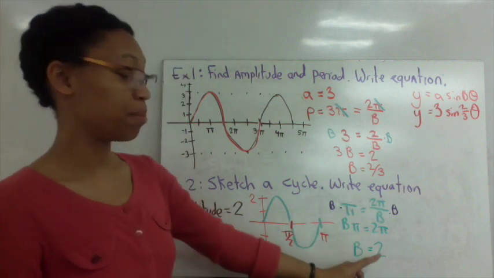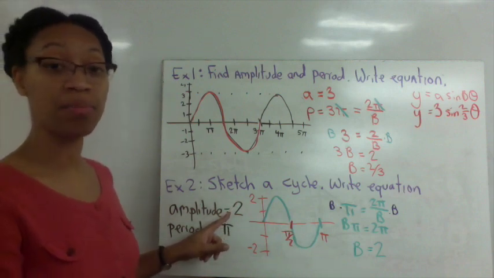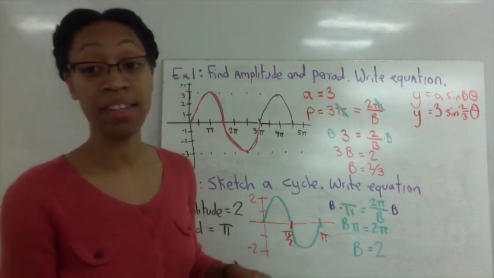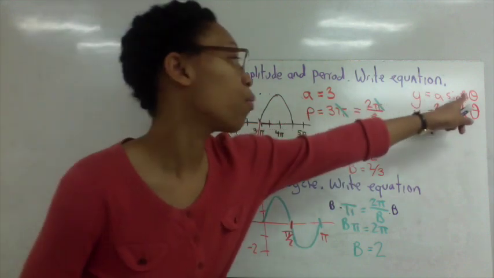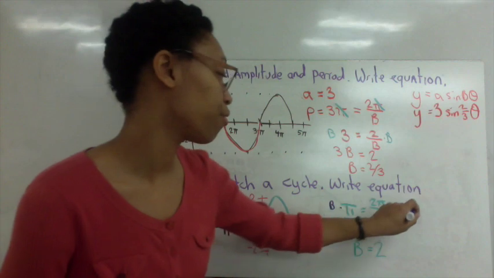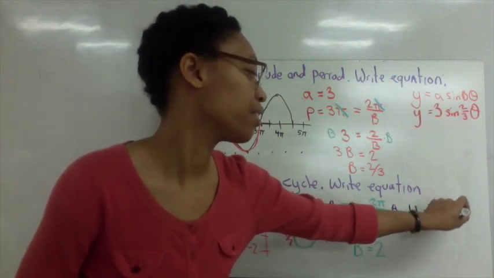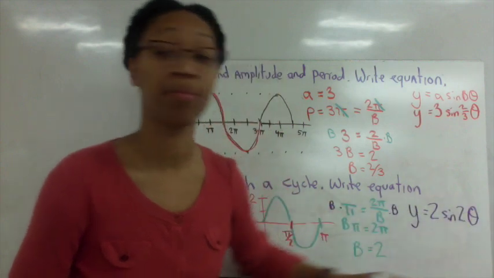So now I have my b value of 2, and I have my amplitude, which also happens to be 2. So I can write the equation by plugging into y equals a sine b theta, and we're going to have y equals 2 sine 2 theta.